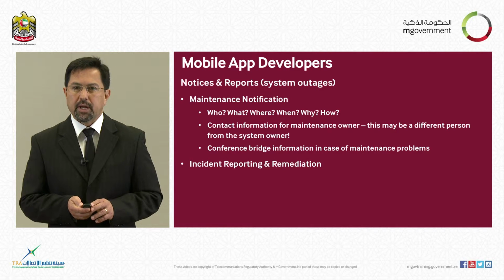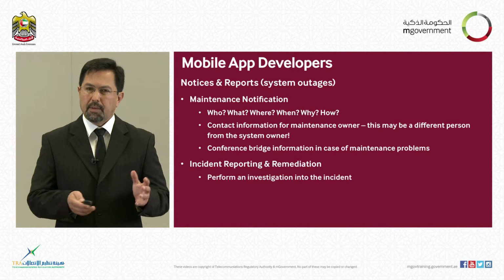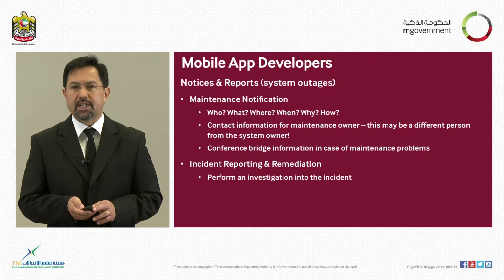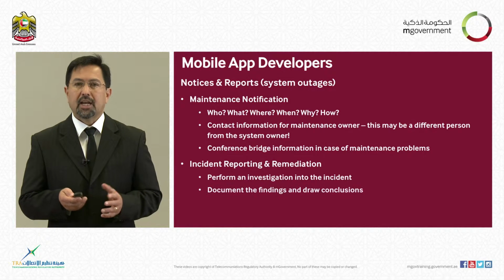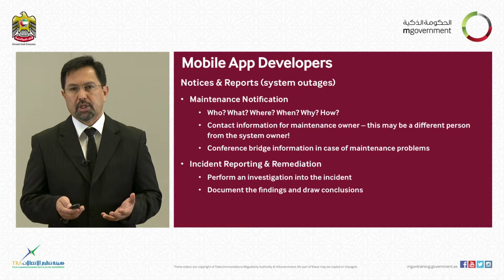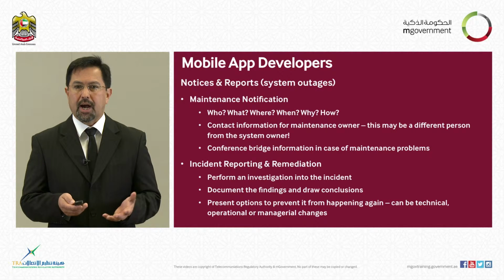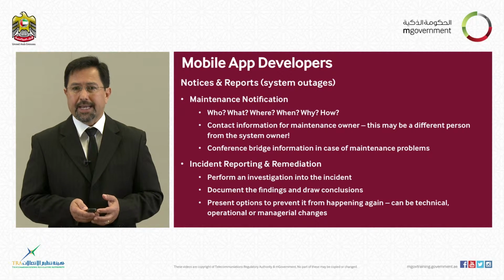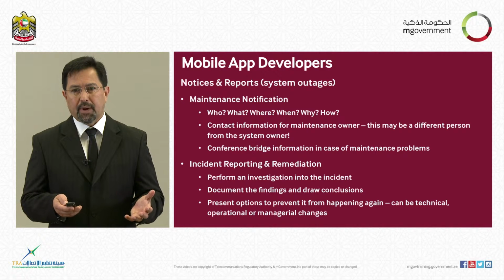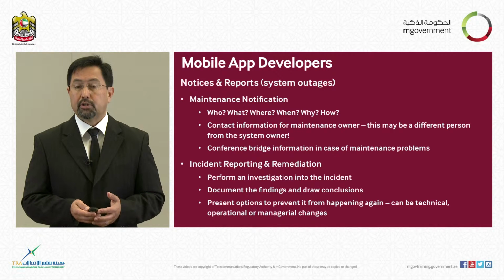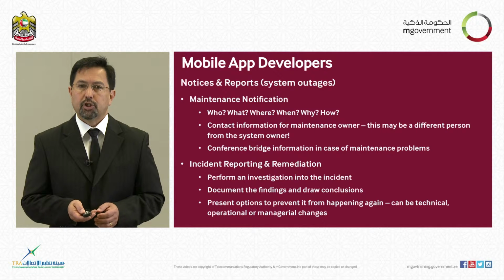So incident reporting and remediation is about performing the investigation into the incident itself, documenting the findings, drawing the conclusions, and presenting the options to prevent it from happening again. It could be a technical problem, or operational or managerial changes that are required in order to prevent it from happening again in the future.